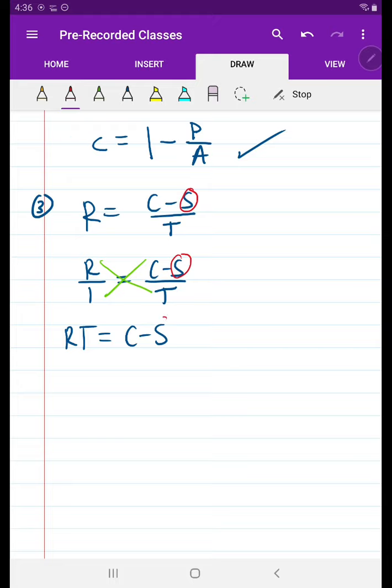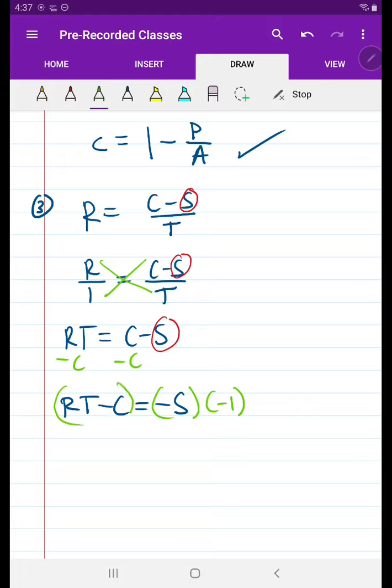We're solving for S, so then I can subtract C from both sides. I should have done that in green to show the step that I was doing. So we can subtract C from both sides, and that gives us RT minus C equals a negative S. Again, we want a positive S, so we can multiply both sides by a negative 1, right? We distribute that negative 1 across on the left, and that'll flip our signs. So we'll get a negative RT plus C equals a positive S.